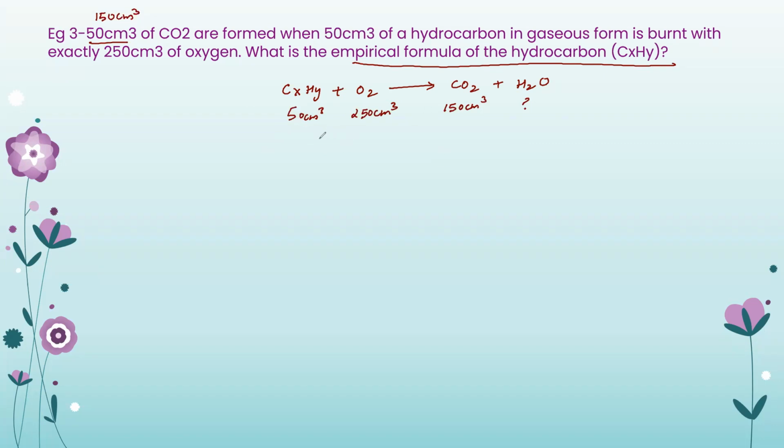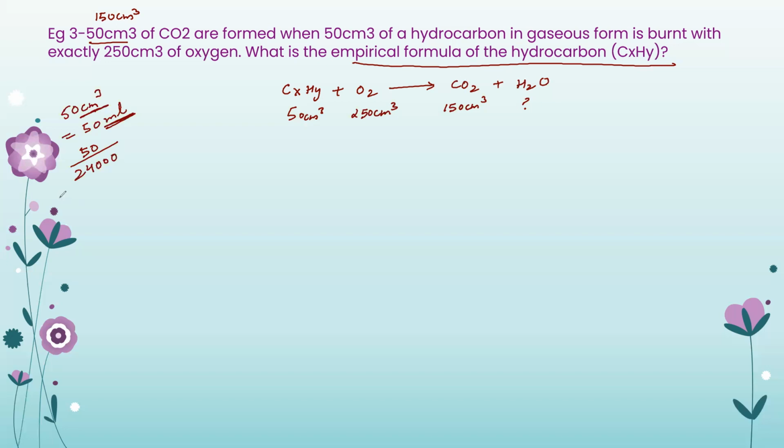So now we have to again find the moles first. How will we calculate the moles? Now the volume is given to you. How to calculate the moles from the volume? This is 50 centimeter cube, which means it is 50 ml. Centimeter cube means ml. So finding the moles when the volume is given in ml, we divide it by 24,000.